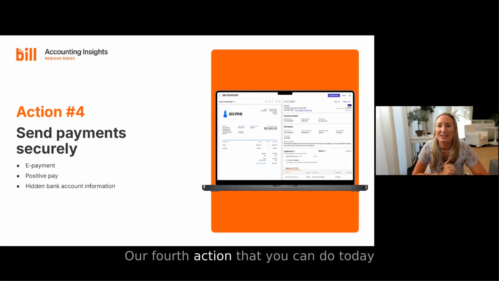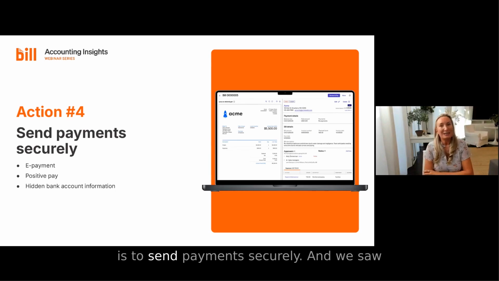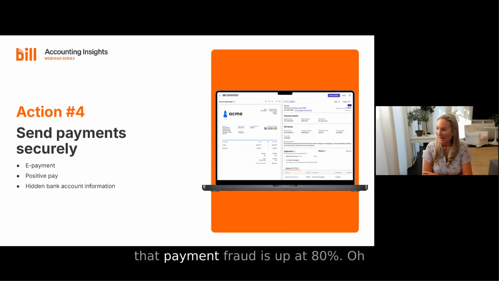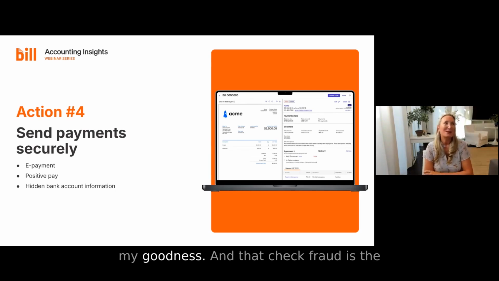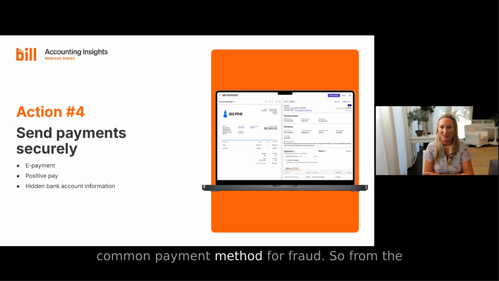Okay, our 4th action that you can do today is to send payments securely. And we saw that payment fraud is up at 80%. Oh my goodness. And that check fraud is the highest. So we really want to pay attention to this one. Check fraud is the most common payment method for fraud.